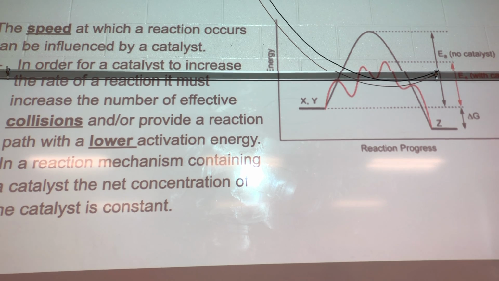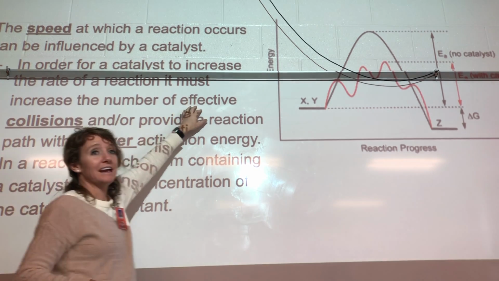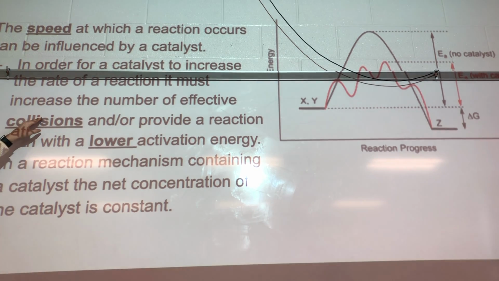So catalysts have to do one of two things in order to be a good catalyst. They either, one, increase the number of effective collisions. Now this is the key word here. It's not just making more collisions, but actually guaranteeing that they are effective, meaning they turn into product. Right? It's that whole thing we talked about, the keys and the padlocks flying through the air. If the key hits the padlock the wrong way, that's not an effective collision.